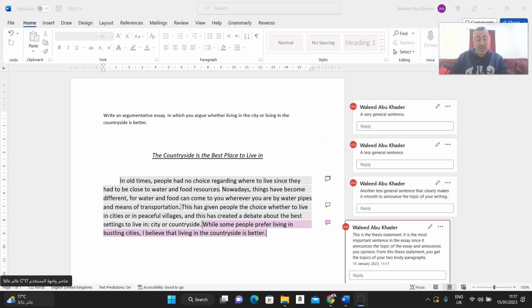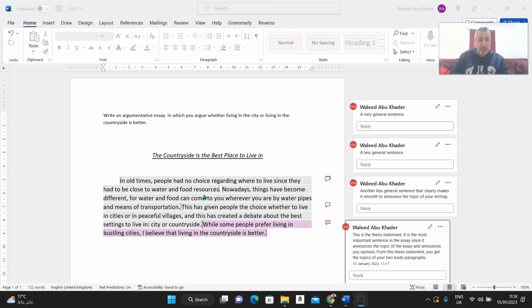And now, to save time, I wrote my title and the introduction paragraph off air. Okay, look, the countryside is the best place to live in. This is my title, and I began with a very general sentence. Look, in old times, people had no choice regarding where to live, since they had to be close to water and food resources. This is very general.